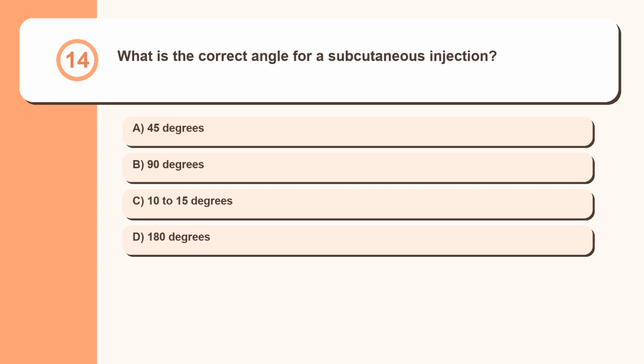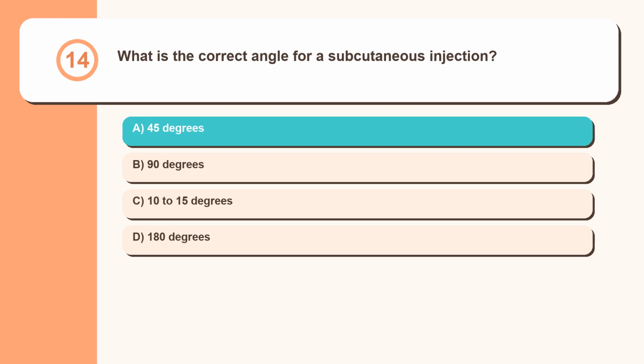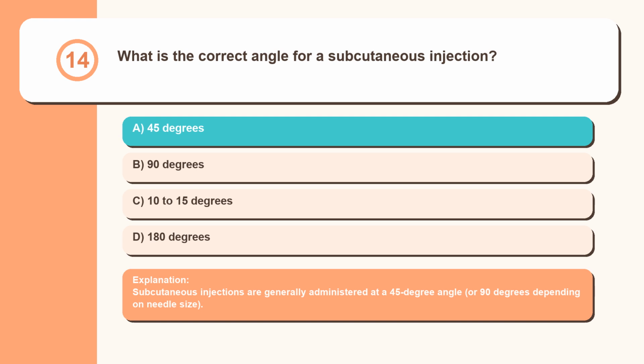Question 14. What is the correct angle for a subcutaneous injection? 45 degrees, 90 degrees, 10 to 15 degrees, 180 degrees. Subcutaneous injections are generally administered at a 45-degree angle, or 90 degrees depending on needle size.